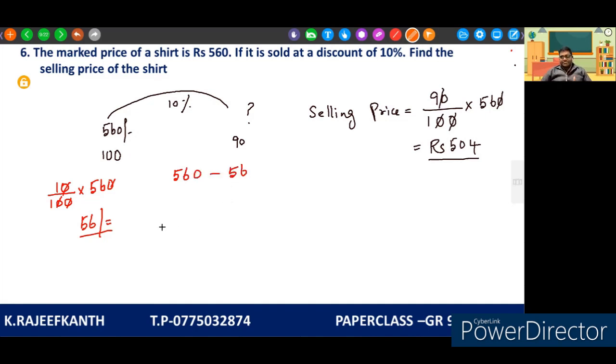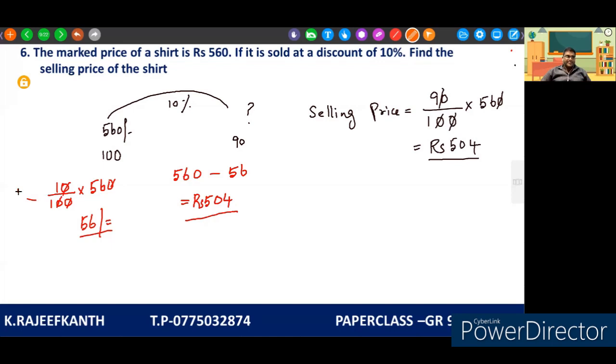Then if we subtract the discount from the smart price, we can find the selling price. Then 10 minus 6 is equal to 4. 5 minus 5 is equal to 0. Then this is 5. Then the selling price is 504.